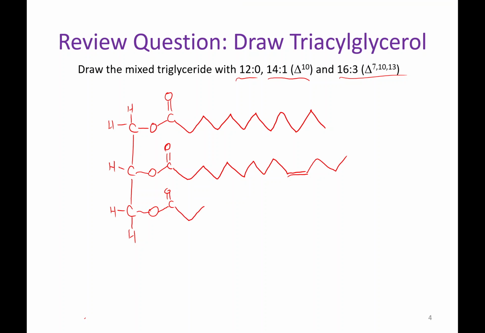Carbon 1, 2, 3, 4, 5, 6, 7, double bond, 8, 9, 10, 11, 12, 13, 14, 15, 16. So that's basically how you would draw a triacylglycerol, or triglyceride. A possible online exam question, if you're doing a paper exam, you could expect to have a question to draw one of these. But for an online exam, I could give you a structure of one of these, and have you name all three of the fatty acids in it.